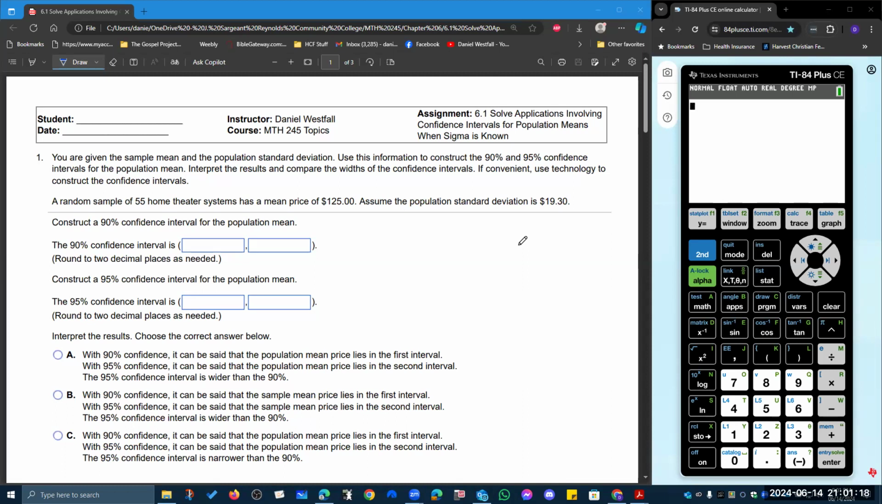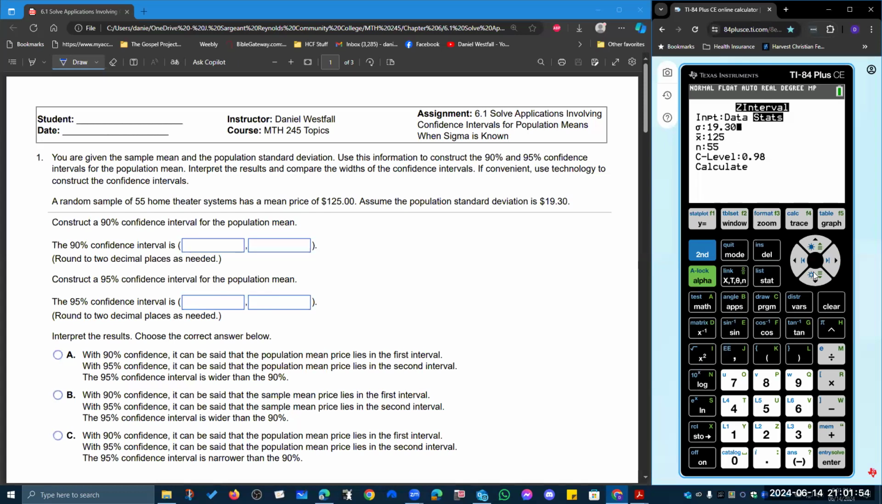We're going to do that with our calculator over here. Let's get there. We need STAT, TESTS, number 7 here to get a Z interval, and we are told that we have 55 people, and the mean price is 125.00 and the population standard deviation is 19.30.